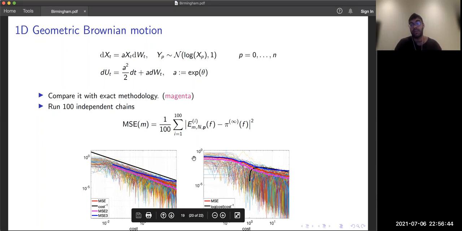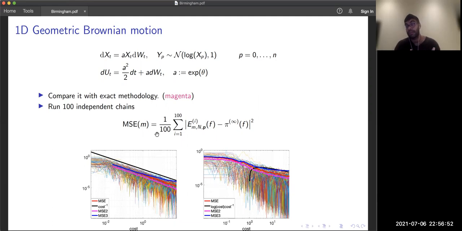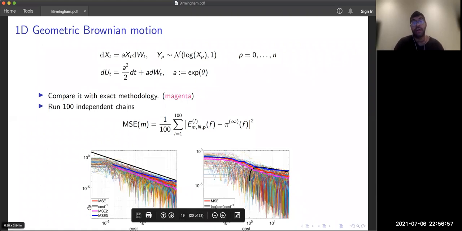The red line is going to correspond to the MSE given through this equation, and the magenta curve is going to correspond to the actual delta particle filter that we use within the particle MCMC method. And the blue line is going to correspond to our methodology, which is the delta particle filter in the PMCMC method. And the magenta is just essentially going to use the ideas from the exact methodology in the particle Markov chain Monte Carlo method. And the rate that we're actually going to compare it with is the canonical rate, which is just the cost to the -1 or 1 over the cost.